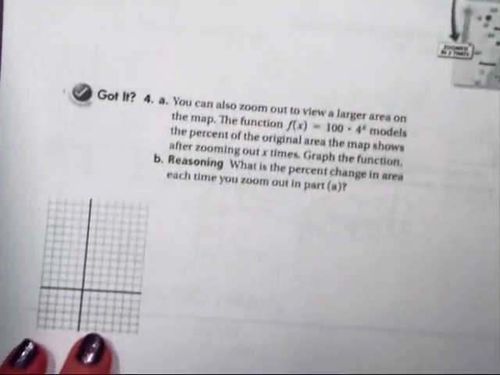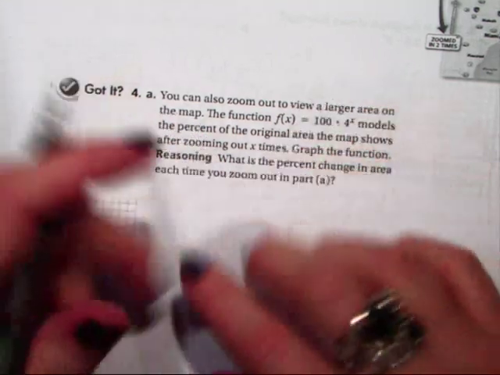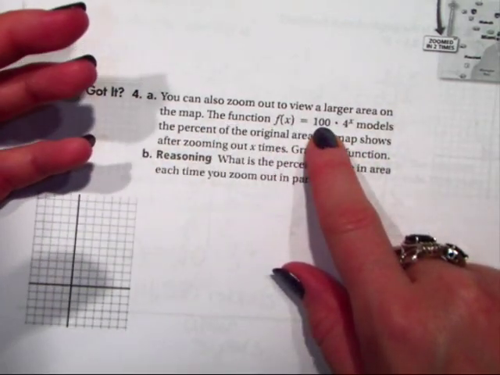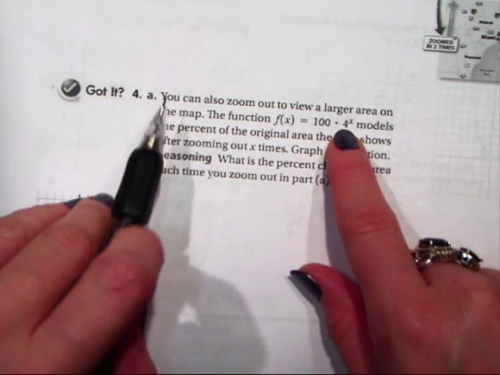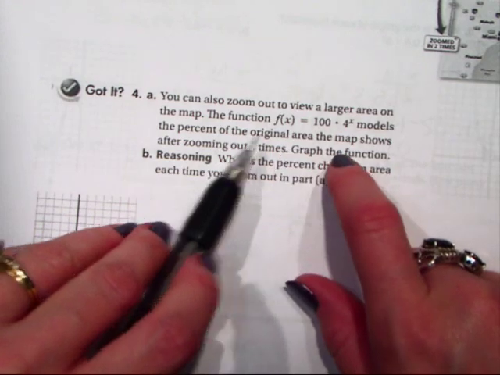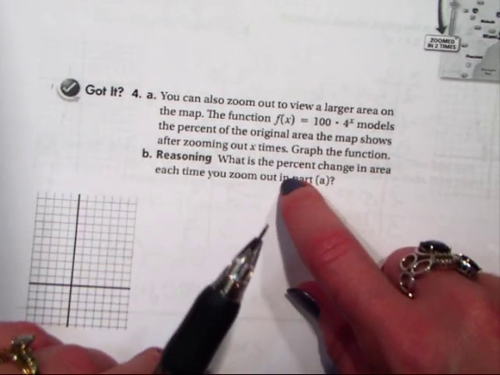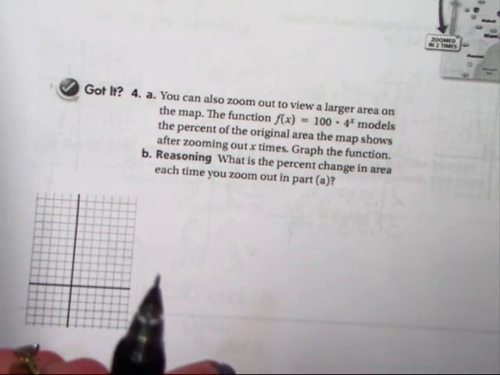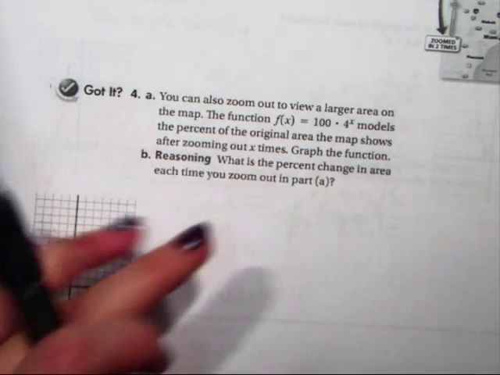In number 4, it says you can also zoom out, which we just talked about. The function f of x equals 100 times 4 to the x, being 100% of the original times 4, meaning it's getting 4 times as far away, models the percent of the original area of the map after zooming out x times. Graph the function. What is the percent change in the area each time? And that will be a good question for us to answer.